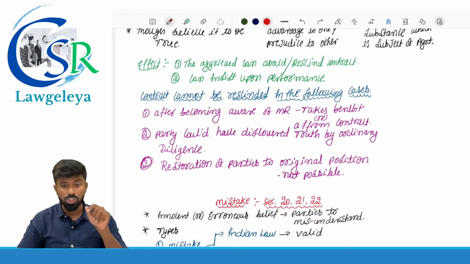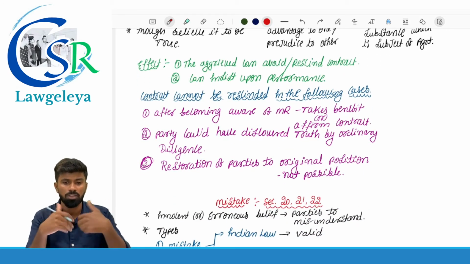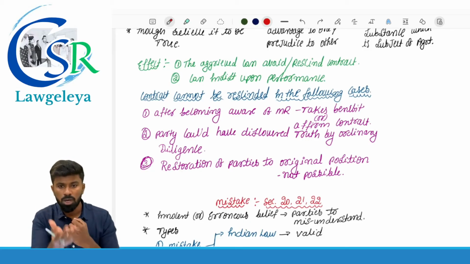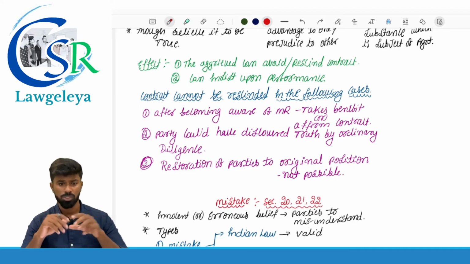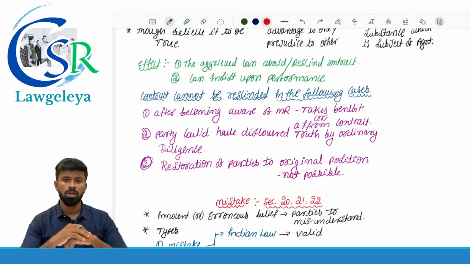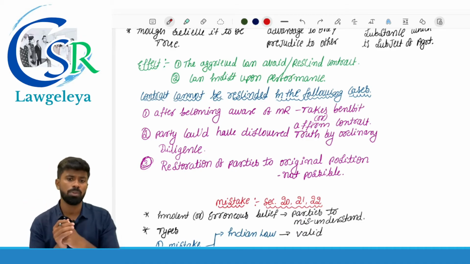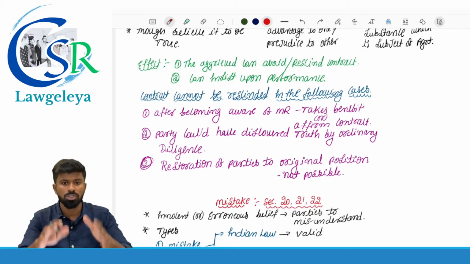What are the cases? First one, where after being aware about misrepresentation, if a party takes the benefit of the contract or if he affirms the validity of the contract, he cannot cancel it. You purchase a goods which is not according to your expectations or statements made by the seller, and you start using it, consuming it.